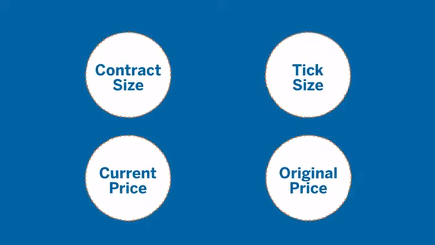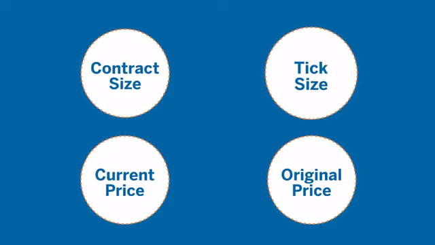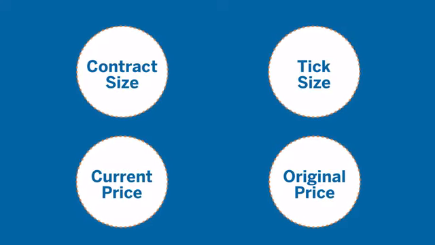To determine the profit and loss for each contract, you will need to be aware of the contract size, the tick size, the current price being traded, and what you bought or sold the contract for.